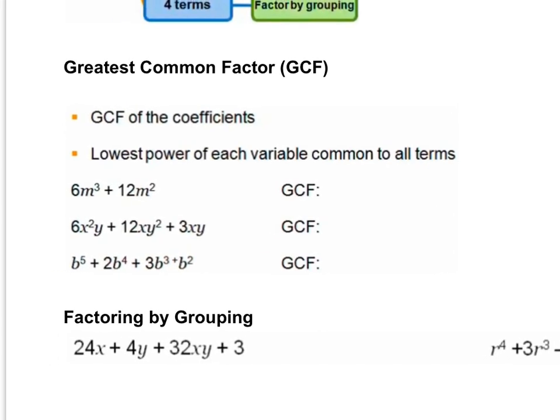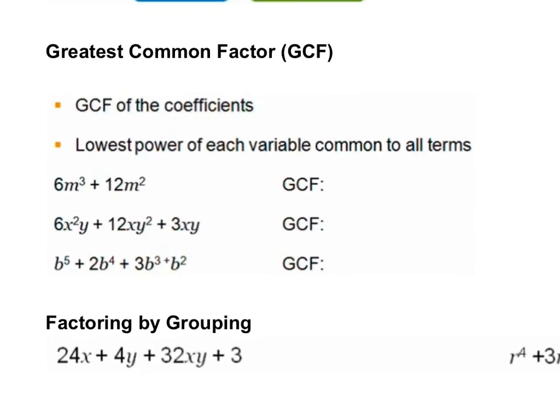The other thing we want to be able to do is identify the greatest common factor. We want to look at the greatest common factor of the coefficients, and then we want to look at the lowest power of each variable common to all terms. So a number that we could factor out of this would be a 6. And the variable with the lowest power would be m squared.